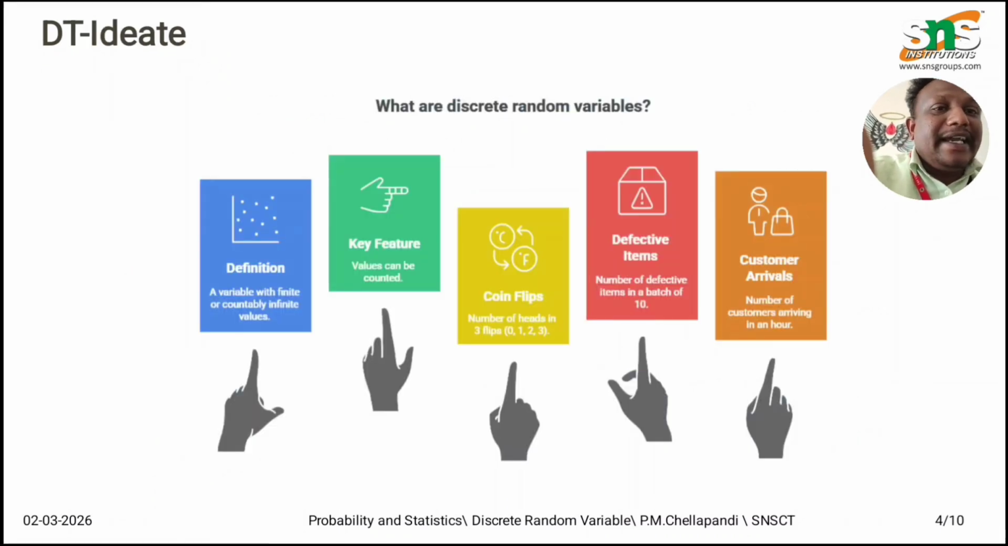Next, let's ideate. What is a discrete random variable? That is our ideate part. In ideate, we have to understand two things. What is the probability mass function, which we have clearly explained in the previous slide. The definition is a variable with finite or countably infinite values, and the key feature is that values can be counted, such as coin flips, that is the number of heads in three flips, right? Customer arrivals, all these are examples, so this is very easy to understand.